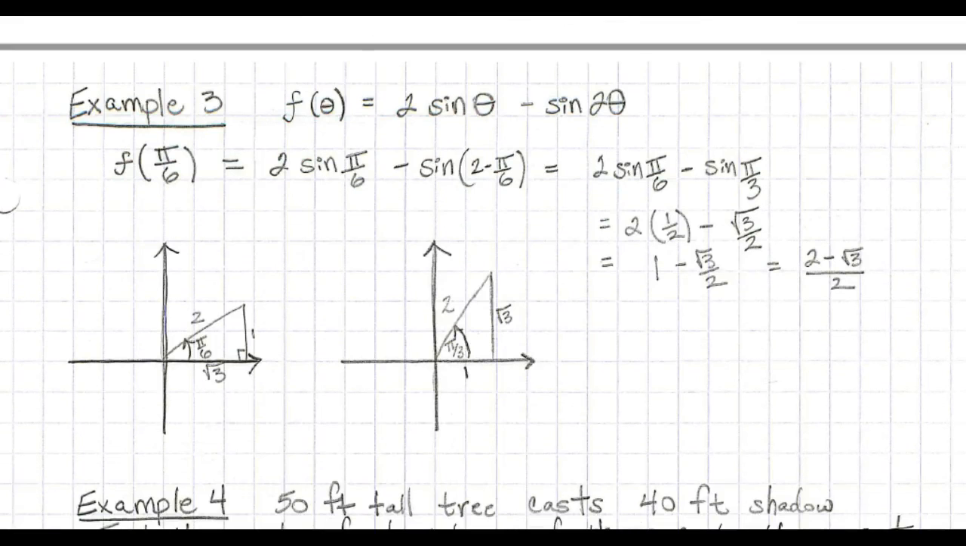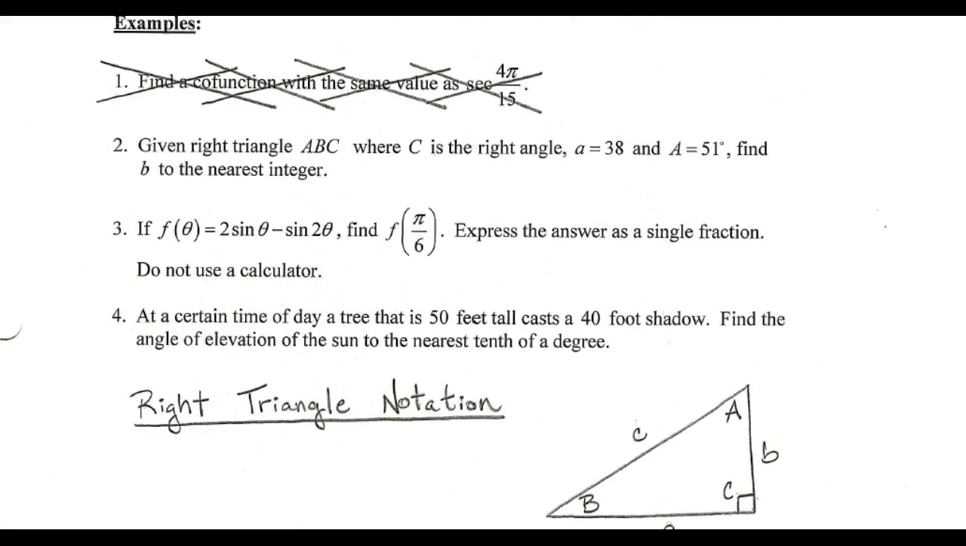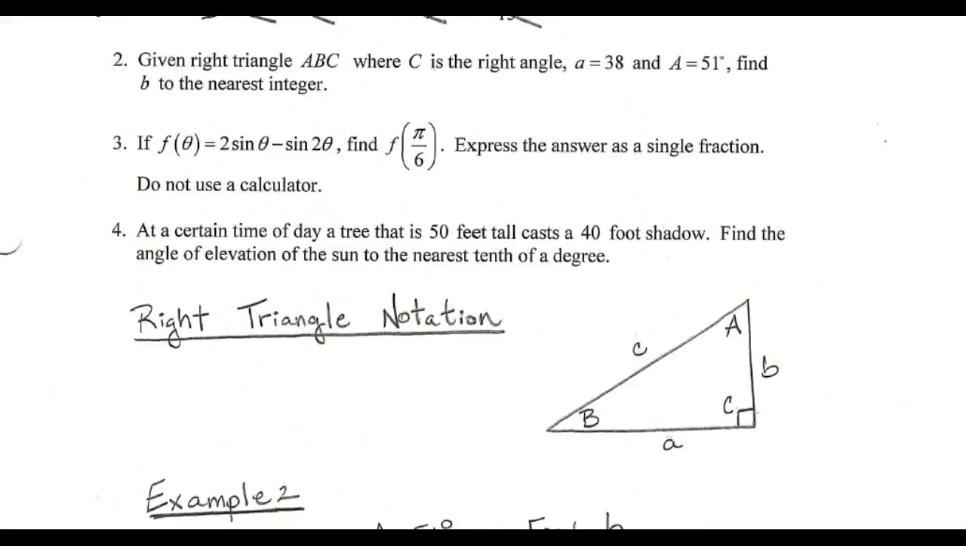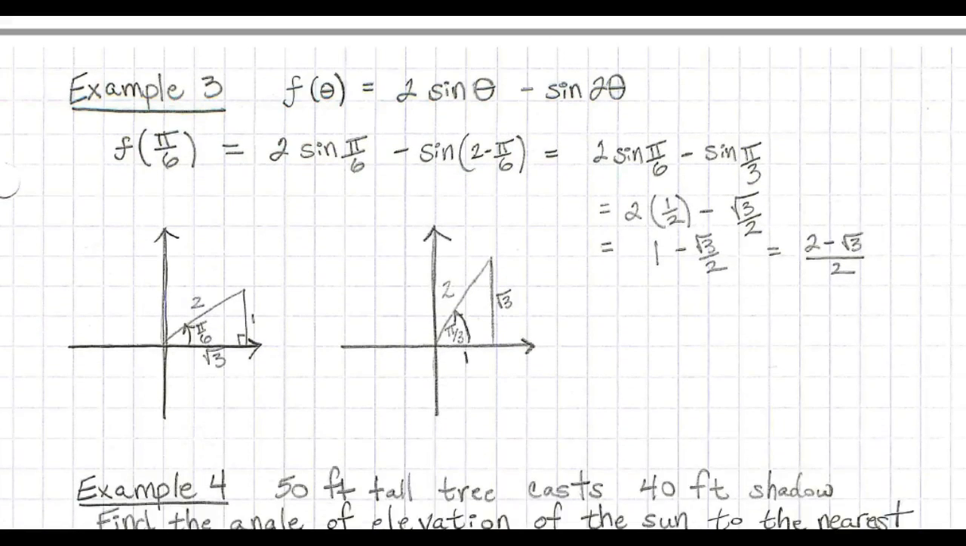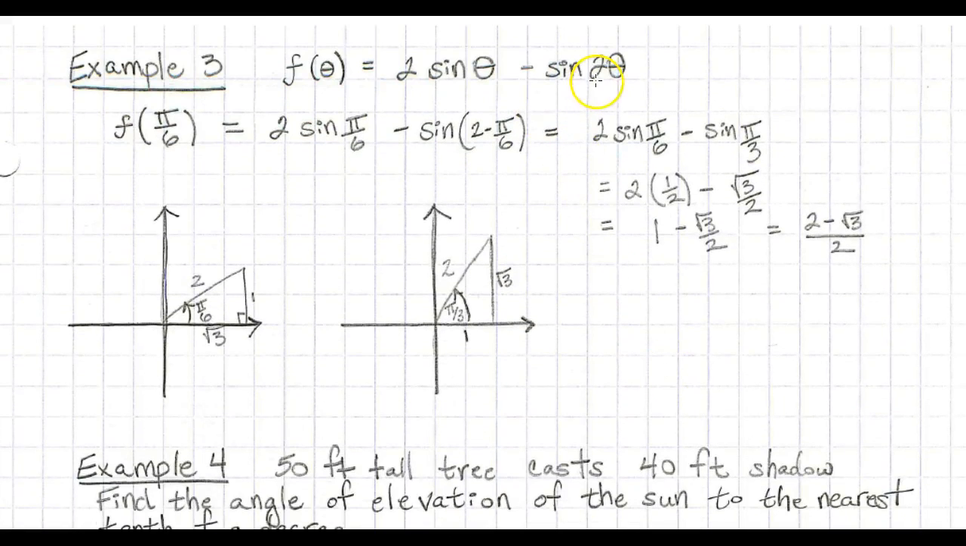Okay, example 3. Oh, I didn't write the problem. Example 3 says, if f of theta is 2 sine theta minus the sine of 2 theta, find f of pi over 6. Express the answer as a single fraction. Okay, so f of theta is 2 sine of theta minus the sine of 2 theta. So we want f of pi over 6. So you just plug in pi over 6 for theta. So 2 times the sine of pi over 6 minus the sine of 2 times pi over 6, which is pi over 3. So the sine of pi over 6 is the sine of 30 degrees.